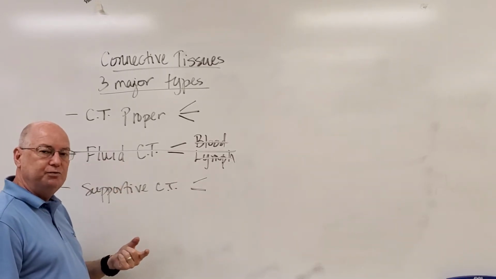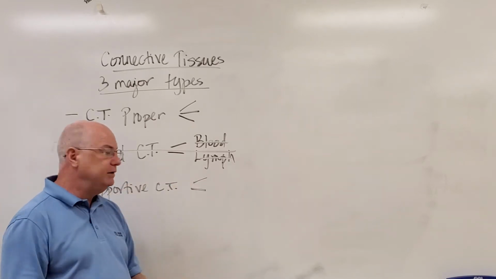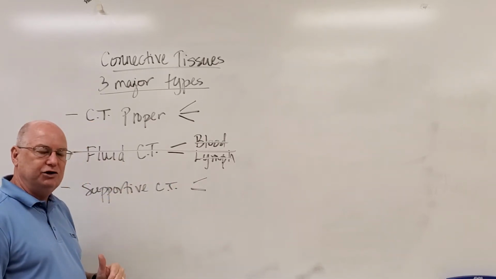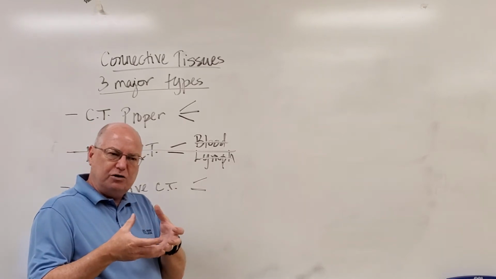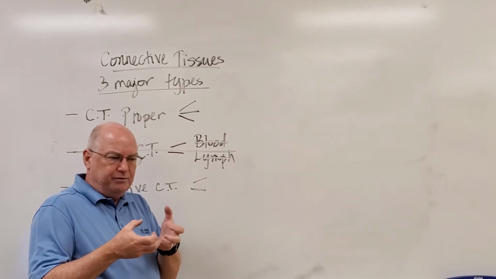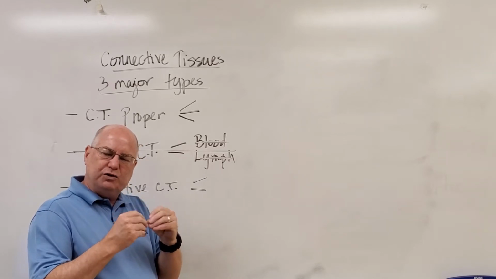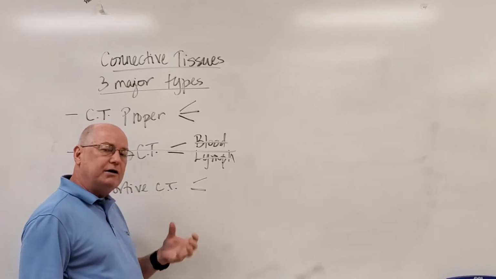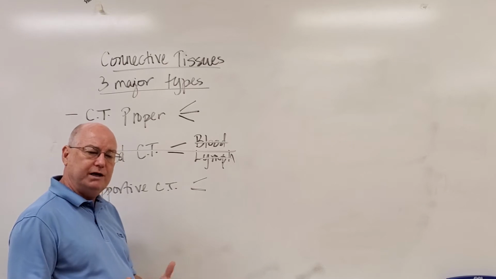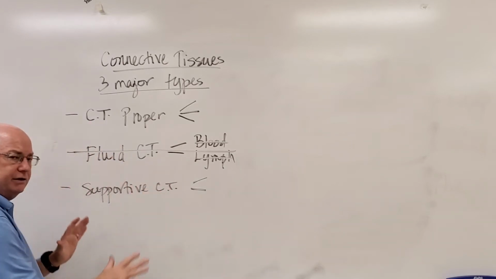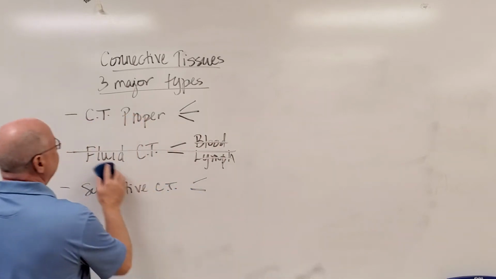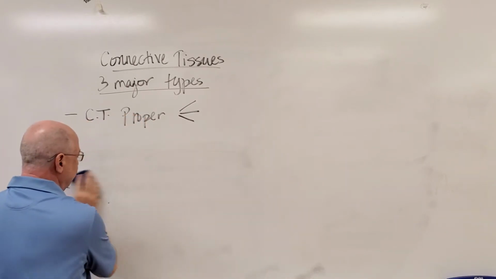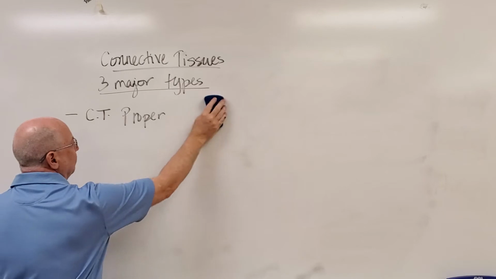Fluid connective tissue, which has cells floating in fluid. And then there's supportive connective tissue. Supportive connective tissue can have a very gel-like matrix, almost like jelly or a foamy kind. It's kind of a squishy matrix. Or it can be very solid, like bone, okay? And we're going to go into the details of this. What I want to do first is I want to cover my connective tissue propers and the different subtypes. And I'm going to draw them out, okay?